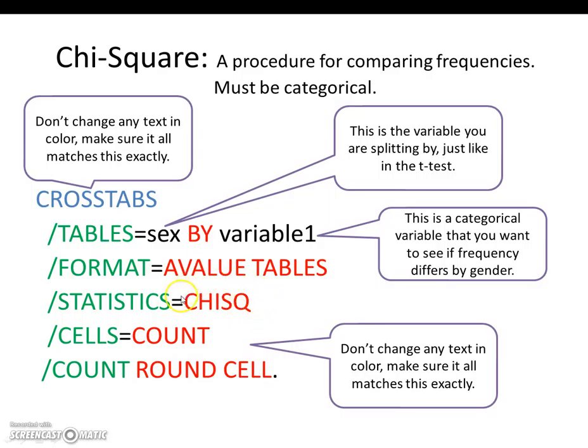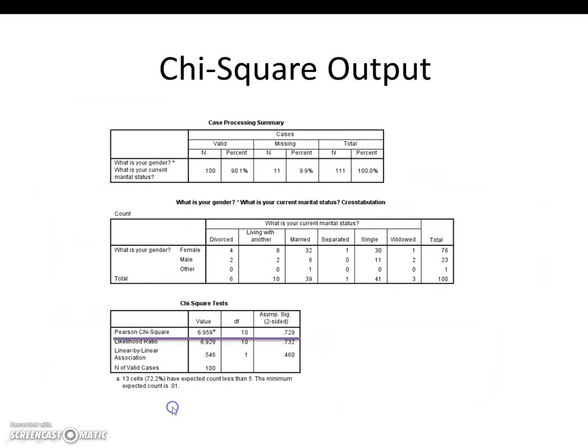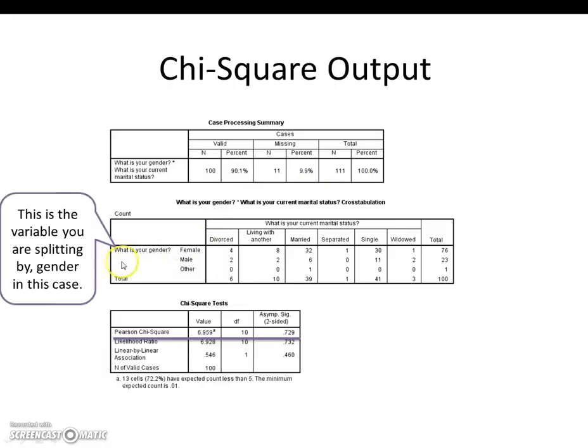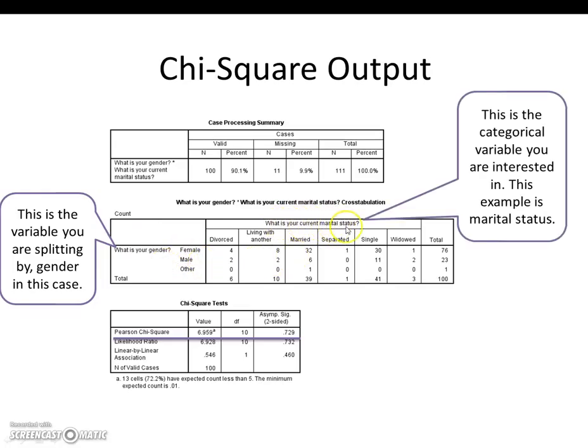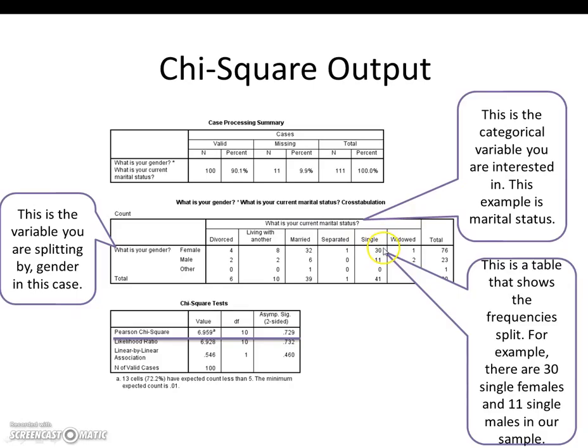Here's that chi-square that we're telling it to do. Here's the output. Here's the variable we're splitting it by. What is your gender? Female, male. Here is marital status, which was the example that I am using. So we see the category since it's a categorical variable. And this table splits things up. So now we can see there's 30 single females and 11 single males.